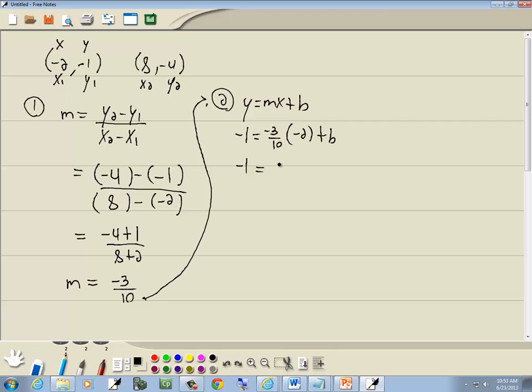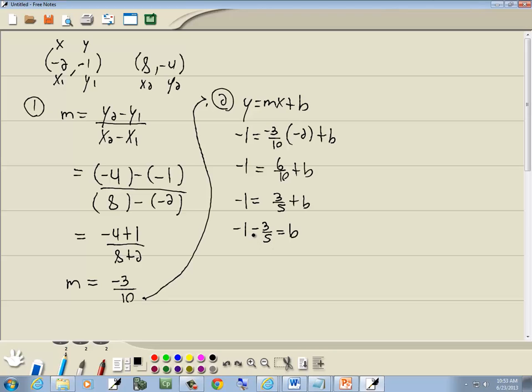Well, negative times negative is positive. 3 times 2 is 6. So we've got 6/10 plus b. 6/10 reduces to 3/5. I'm solving for b, so I'll take the -3/5 to the left side. Becomes a -3/5.